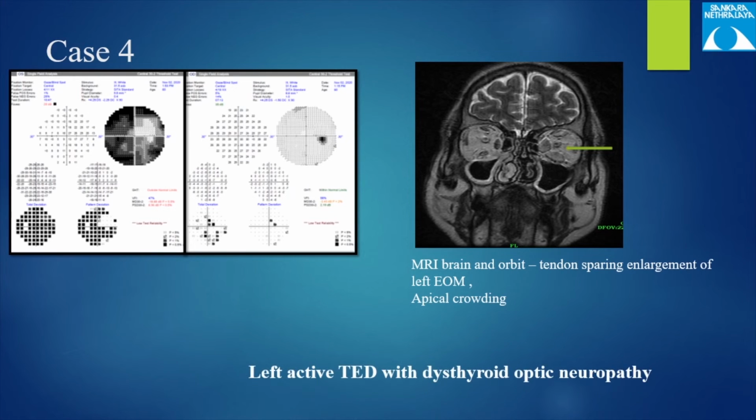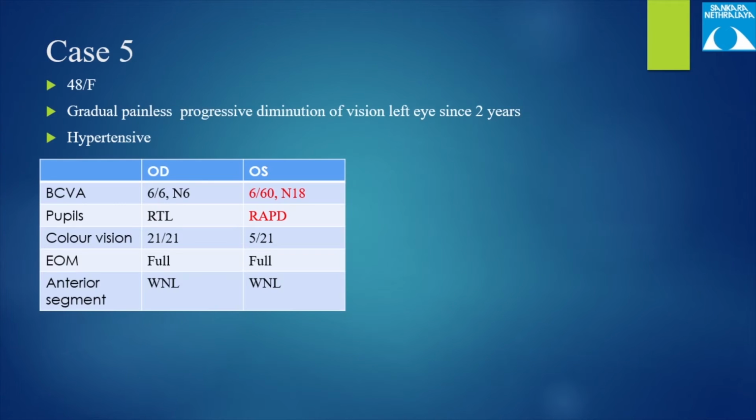So this patient has a left active thyroid eye disease with dysthyroid optic neuropathy. Okay, I'm not going into management of any of these cases. I'm sticking to the conditions or causes causing unilateral disc edema.